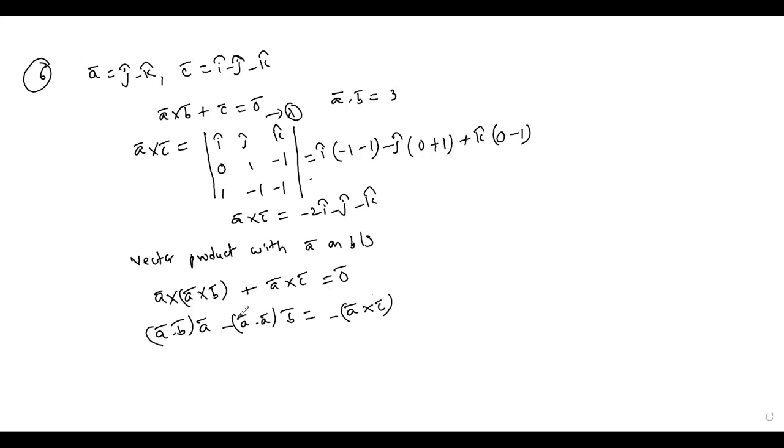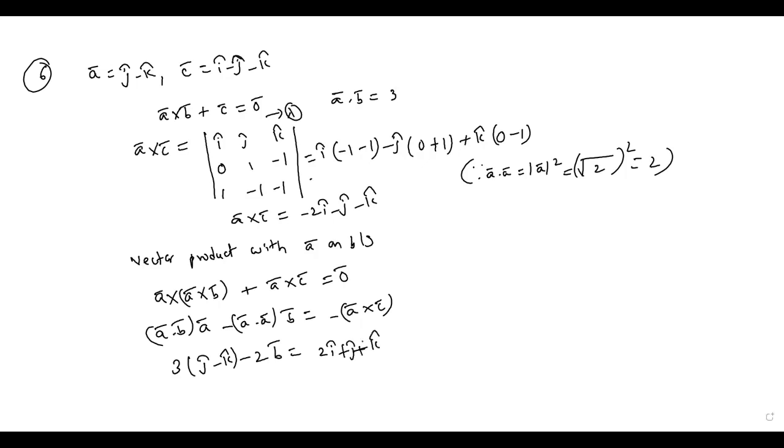Now we need B bar here. A bar dot B bar is already 3. 3 into A bar, that is j minus k. A dot A is nothing but mod A bar square. The magnitude of A bar is root of 1 plus 1, that is root 2, whole square. That is clearly 2. This is 2 into B bar equal to minus A bar cross C bar. For A bar cross C bar, multiply with minus, all values become plus. What you will get here: 2i plus j plus k.